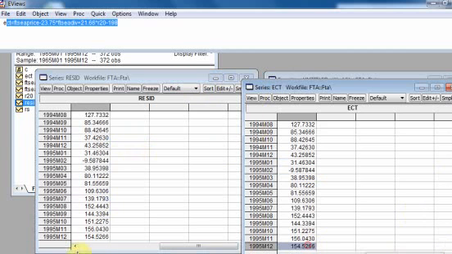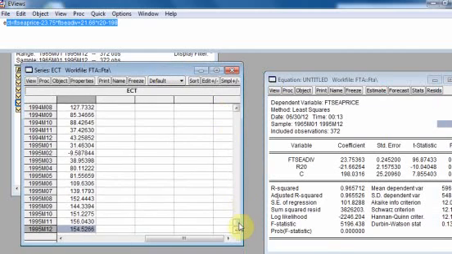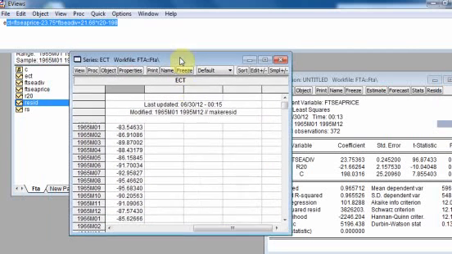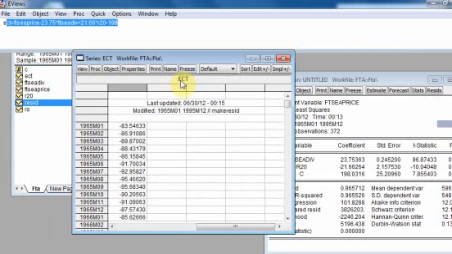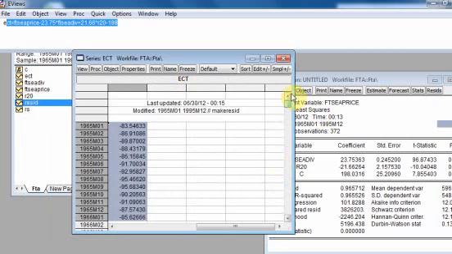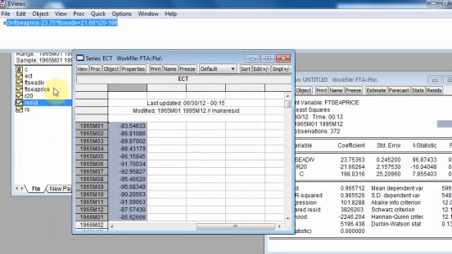Now to test for cointegration, I will run a unit root test on this series. If the residual series, the ECT series, is stationary, then the variables here are cointegrated, or they move together. If this ECT series is not stationary, in that case there is no cointegration among these variables. So how do we do this?